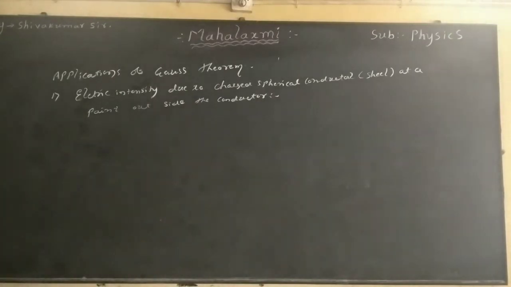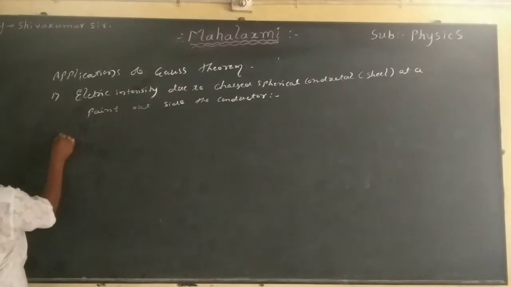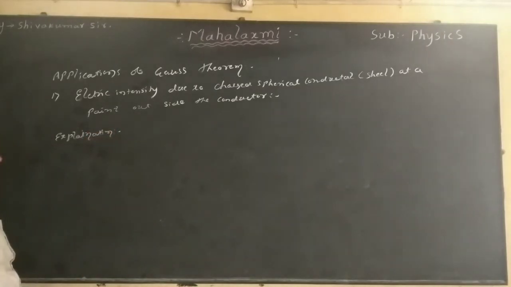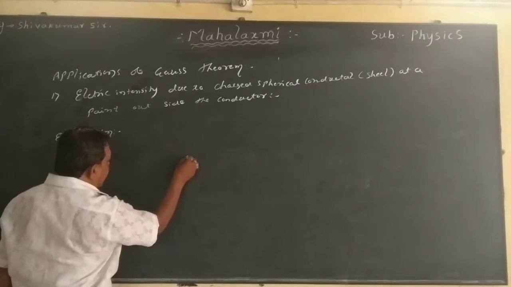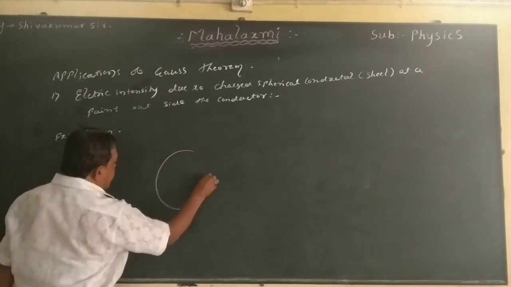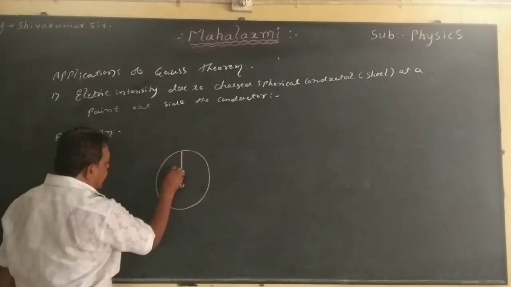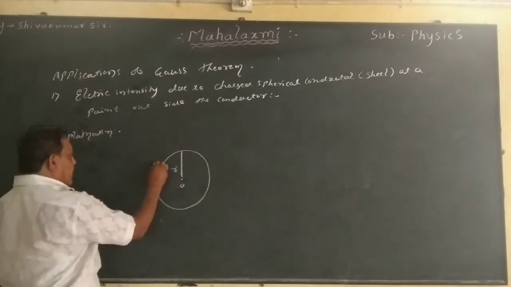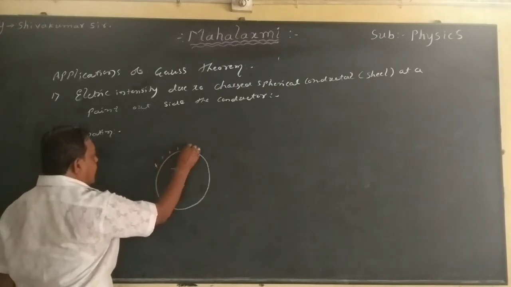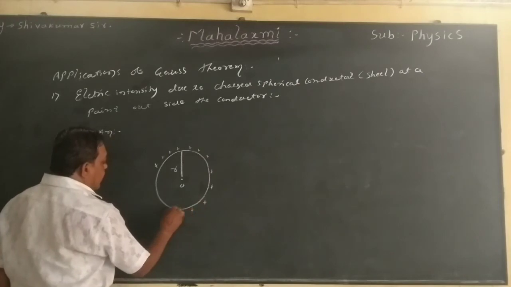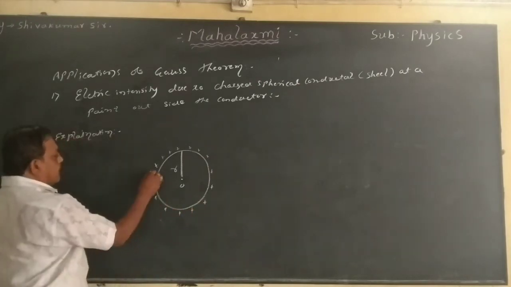Then I go for pictorial representation. Then I go for explanation, or proof. I take the charged spherical conductor, center O, R is its radius. When the charge is given to it, the charges are uniformly distributed on the surface of the spherical conductor. The spherical body is considered the ideal body for the distribution of the charge. Is it clear?